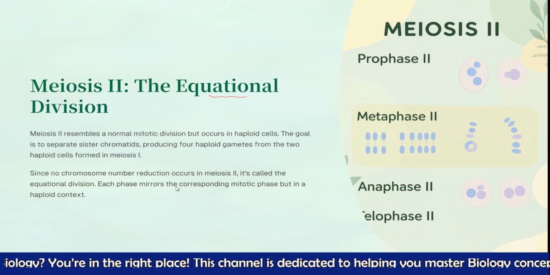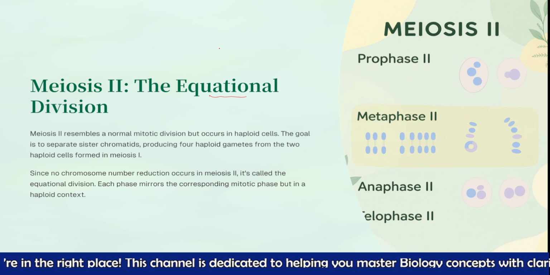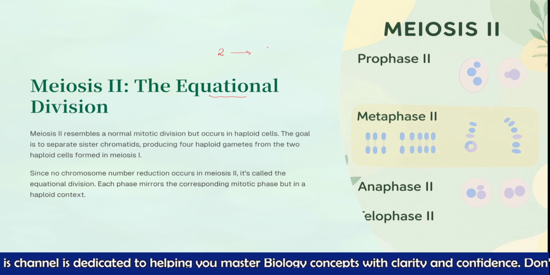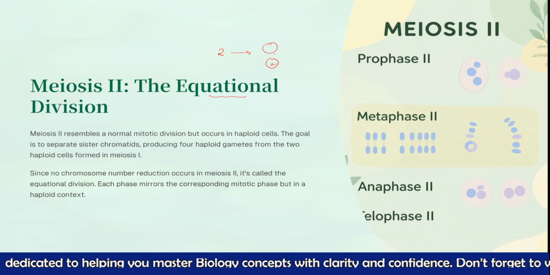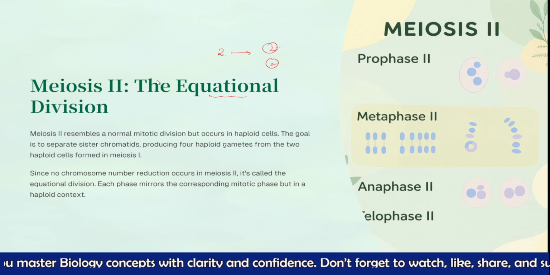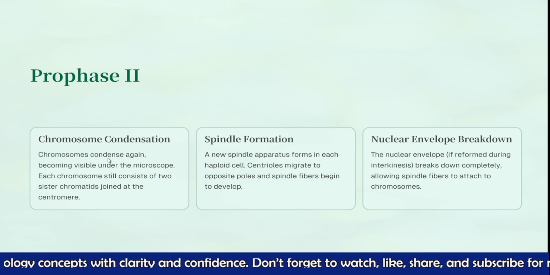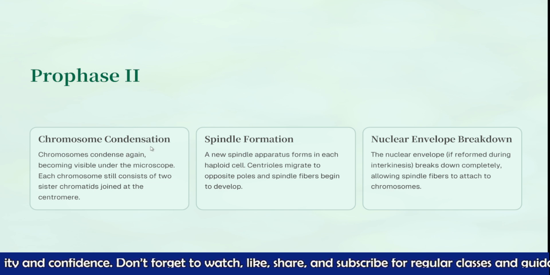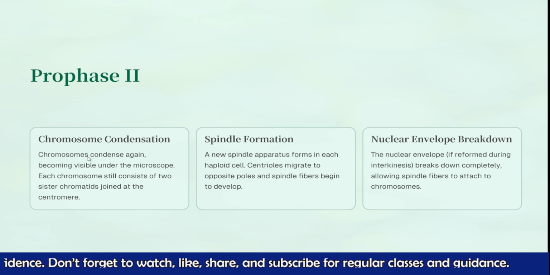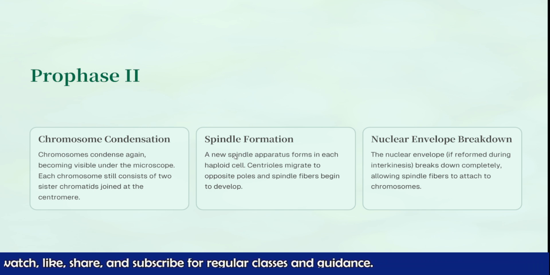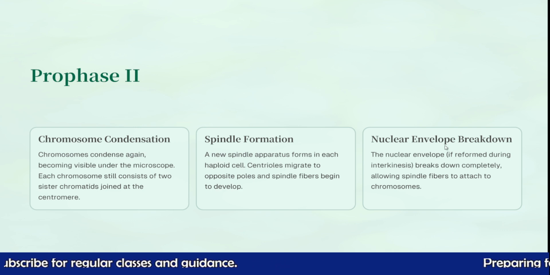Here the chromosome number stays the same. Our daughter cell now has 2 chromosomes, right? From that, 2 cells will be formed with the same number of chromosomes. That's why it is called an equational division. In prophase 2 of meiosis 2, chromosome condensation takes place, spindle formation takes place, and the nuclear envelope starts disappearing.